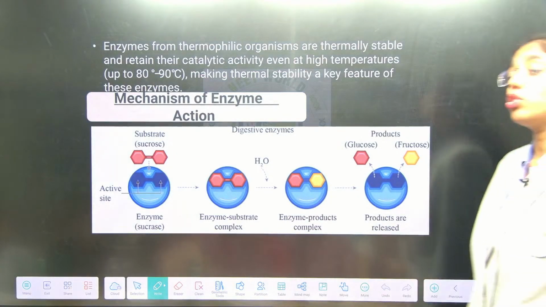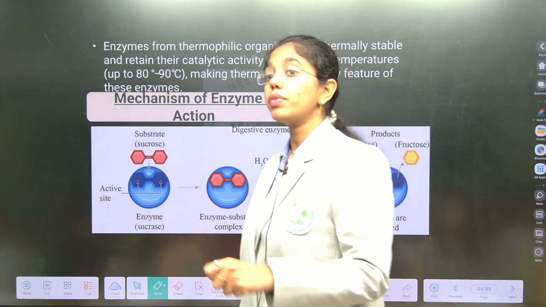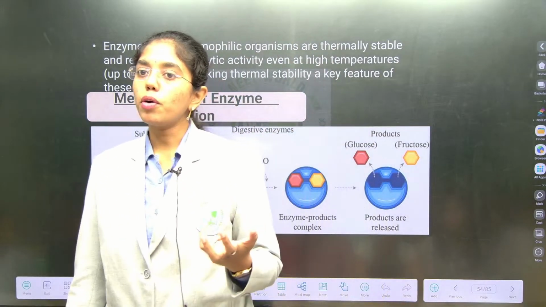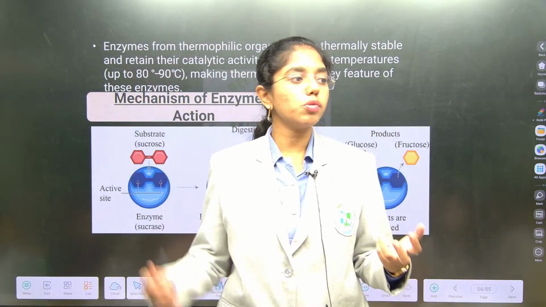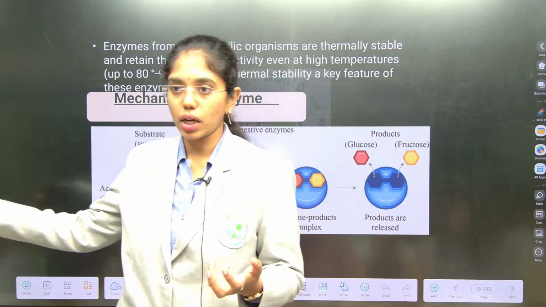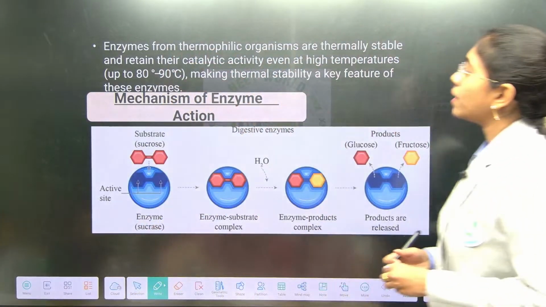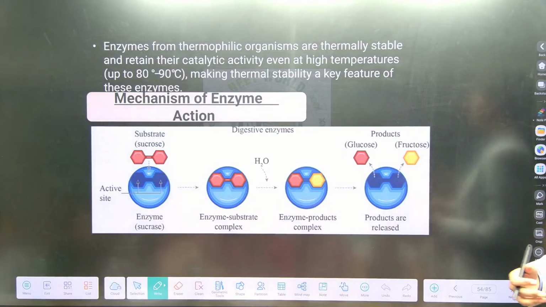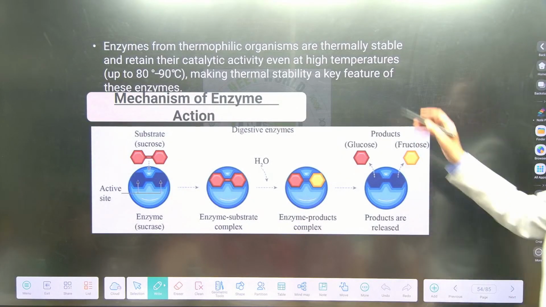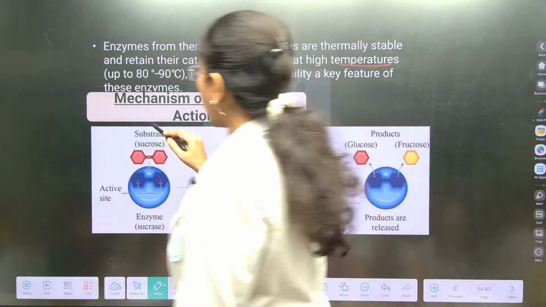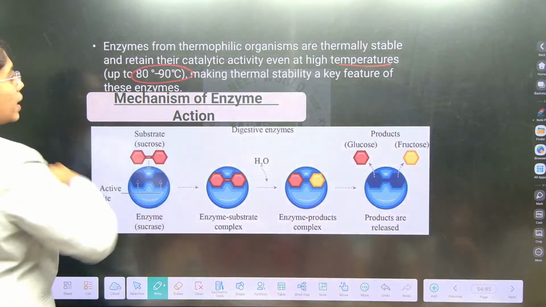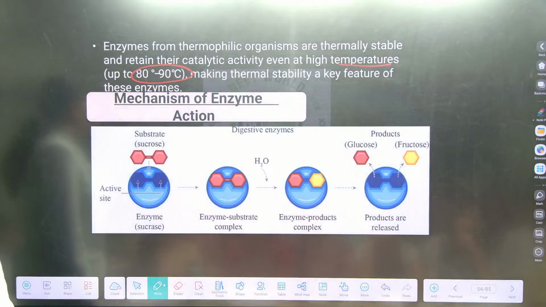But how about those enzymes which are extracted from thermophilic organisms? Thermophilic organisms are those organisms which live in high temperature conditions. These enzymes from thermophilic organisms are thermally stable, and they retain their catalytic activity at higher temperatures, like up to 80 to 90 degrees Celsius. That makes them thermally stable.